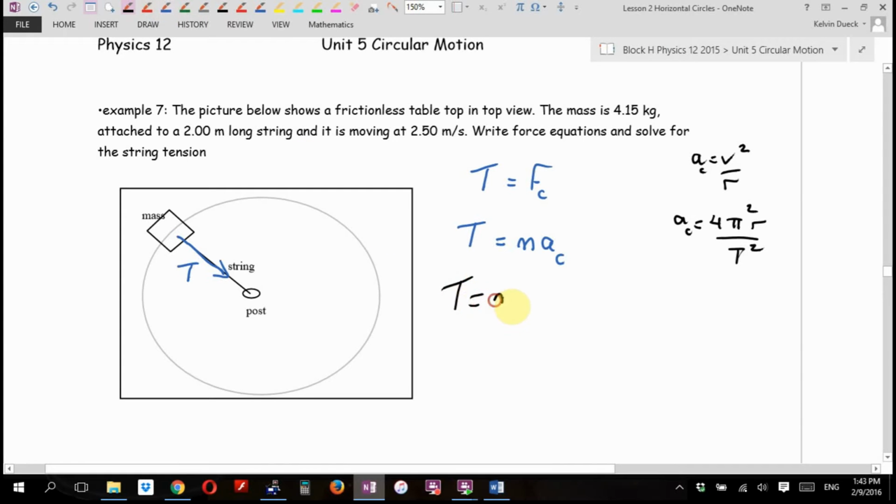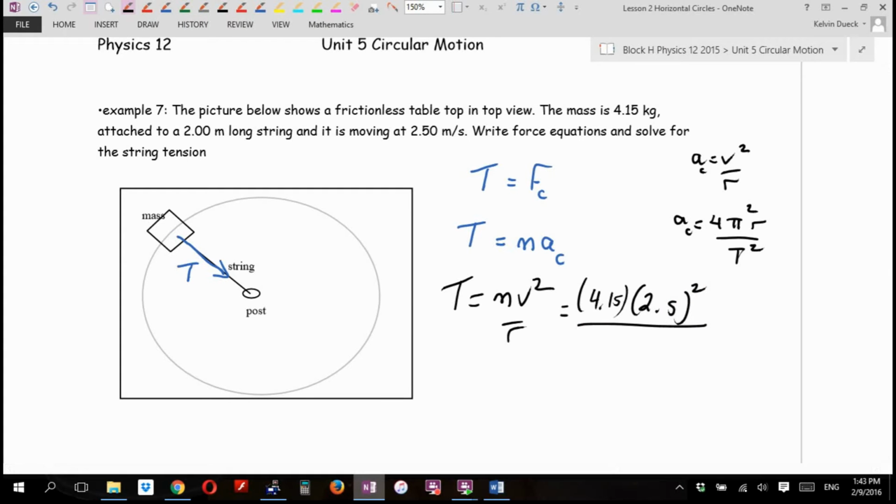Tension equals mv squared over r. Kevin, did they give me the mass? Yes, let's plug it in, 4.15. Did they give me the tangent speed, the circular speed? 2.5. Don't forget the squared. Did they give me the radius? That's how long the string is. That would be the radius, right? There you go. What will the tension be in newtons?